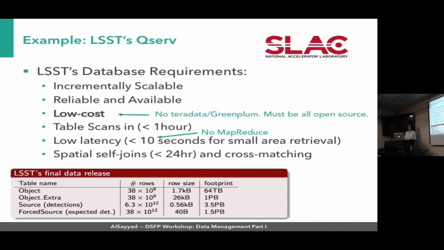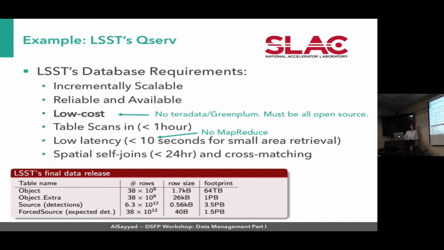Obviously, we want it to be reliable and available. One very astronomer-specific need is that it needs to be low cost. This was why the Teradata and Greenplum solutions were prohibitively expensive for us, and we ended up going with a requirement that all the components of the database have to be open source, so that members of the team can maintain this over the course of 10 years.